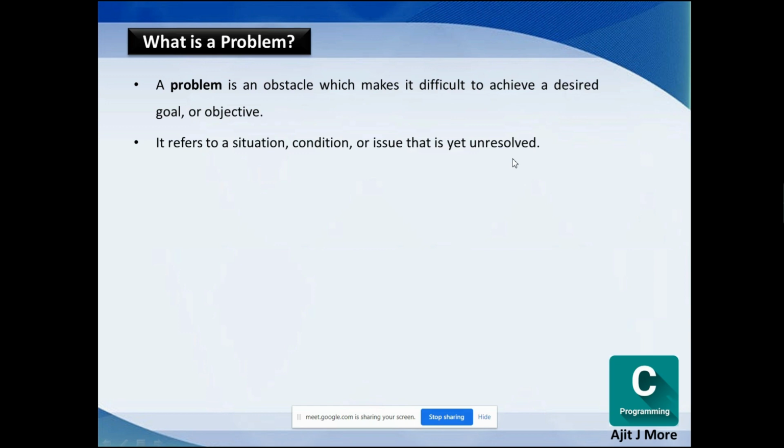Some are very easy problems, some are intermediate level, some are complicated, some are super complicated, and still we'll try to solve them. Every field has problems, isn't it? Doctors have their problems, automobile engineers have their problems, computer engineers, electrical engineers, they have their problems. So every domain has different types of problems.